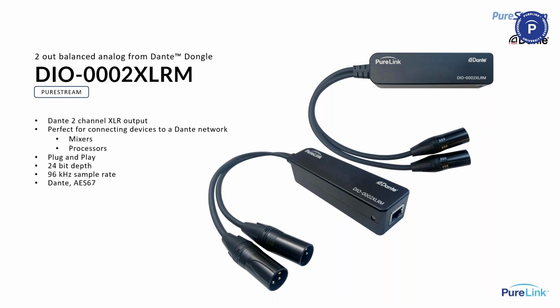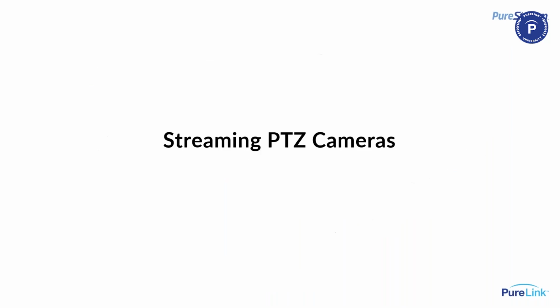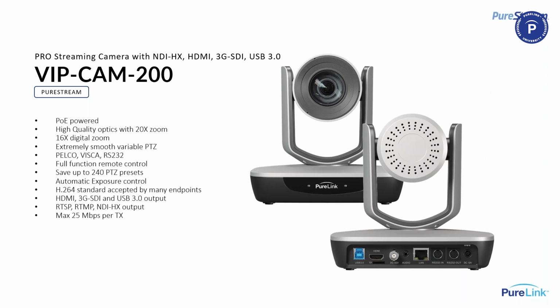All right, so that's our Dante line, and we're going to look at our streaming cameras next, and we're going to start with our 200 series. So our Cam 200 is our latest. This is powered over PoE 802.3 AF, so the lowest power requirement powers this camera up. You can also stream over that same CAT cable. So if you want to use this as a streaming camera, it puts out RTSP, RTMP, and also NDI HX2. So my apologies, I'm not actually saying NDI HX2 here, but it is.